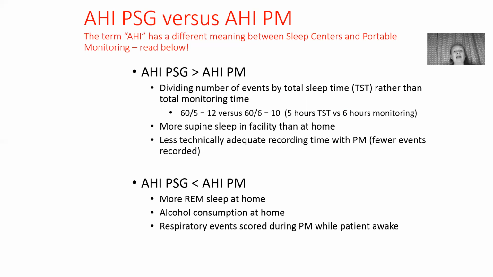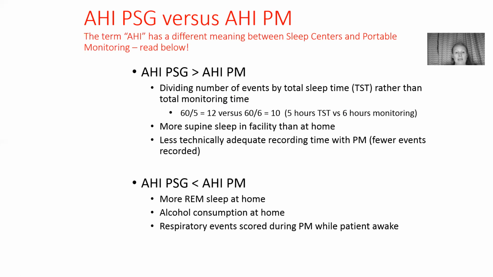In contrast to that, if it was using home sleep equipment and it didn't identify that for an hour the patient was awake, then you would have 60 events divided by 6 hours, and the AHI would be 10. So obviously, in-lab PSG will have a higher AHI and be more accurate. The patient may have more supine sleep in the sleep facility than at home. That's just something they have found. And then they've also found less technically adequate recording time with the portable monitoring, meaning they just capture fewer events.